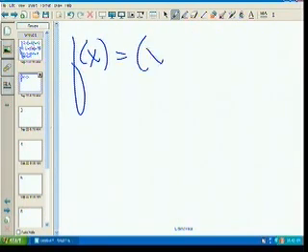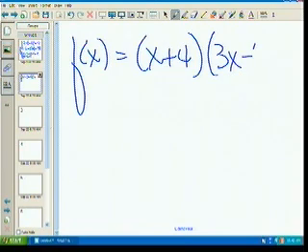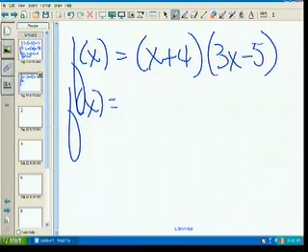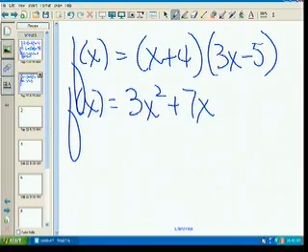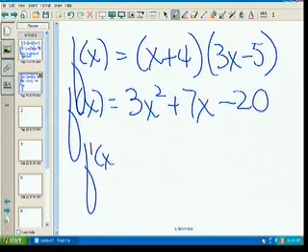So same original problem, x plus 4 times 3x minus 5. Before we take the derivative, let's multiply it out, which is going to be what? 3x squared plus 7x. There's 12x, and there's minus 5x, so plus 7x, minus 20. It's going to become the same.